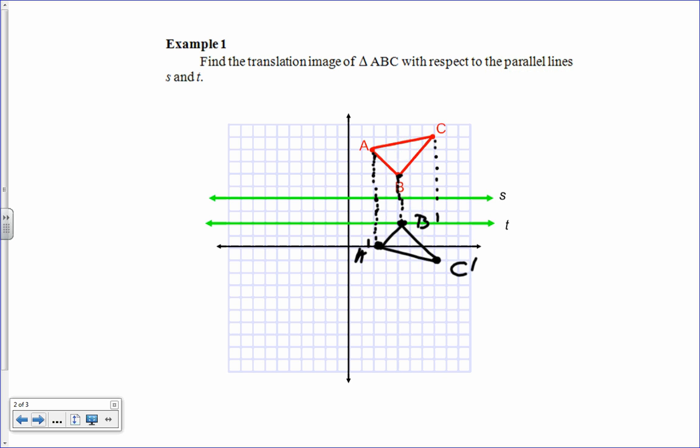well, wait a minute, this is a lie. They said it was supposed to be a translation. But I have to reflect it over both of the parallel lines for it to be a translation. Have I reflected over both of them yet? Nope, I've only reflected over which line so far? S. Have I reflected over T yet? No. But what was I really nice about with the points I chose?